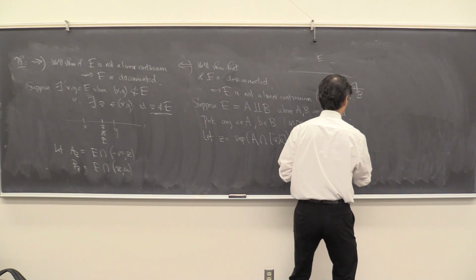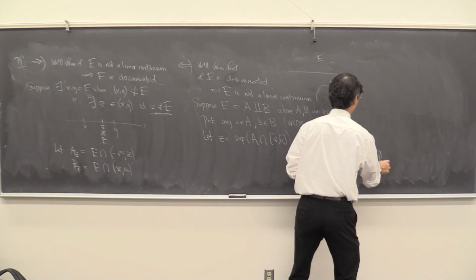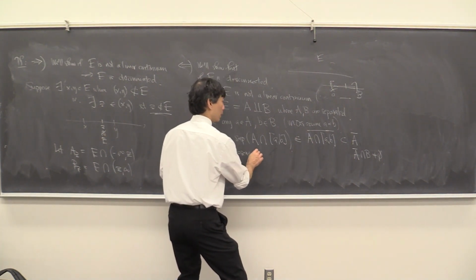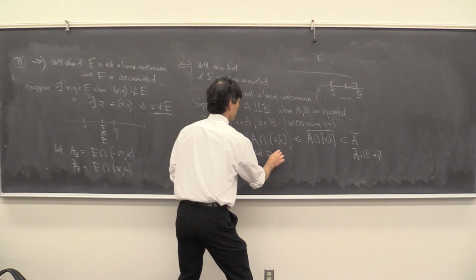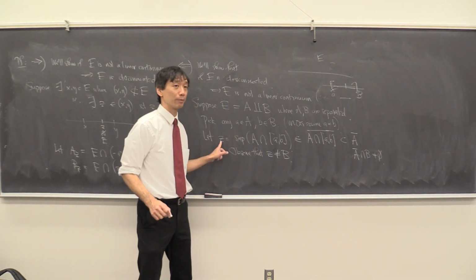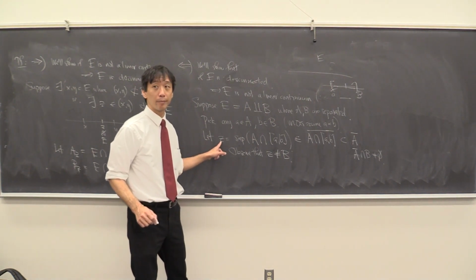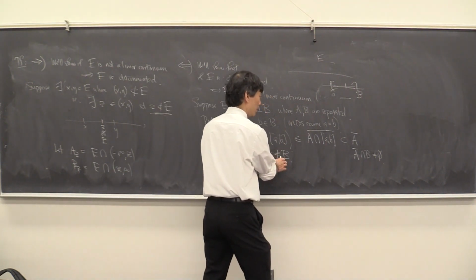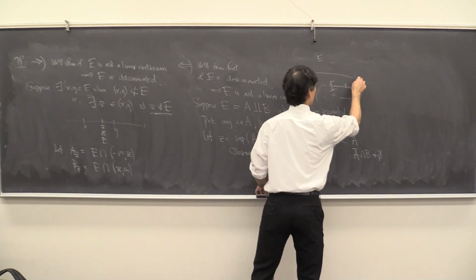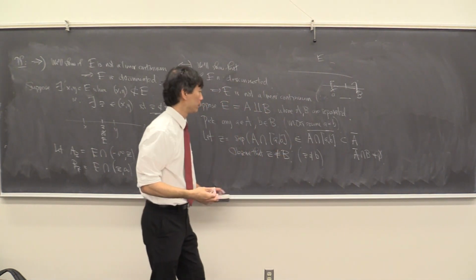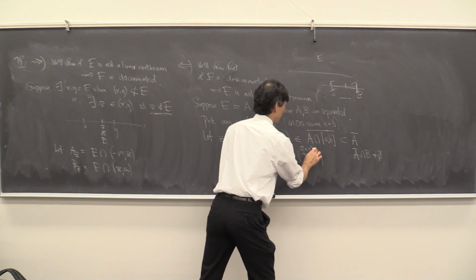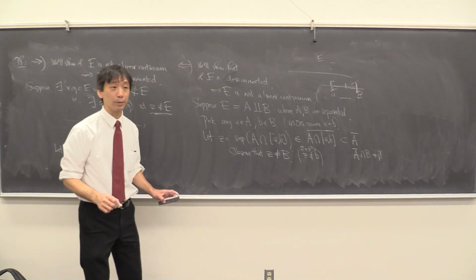But remember, A bar intersect B is empty. So observe that z is not in B, because z lies in A bar, and A bar intersect B is empty. In particular, z cannot be equal to b. It's definitely not this endpoint here because that's in B. In particular, z is not equal to b.